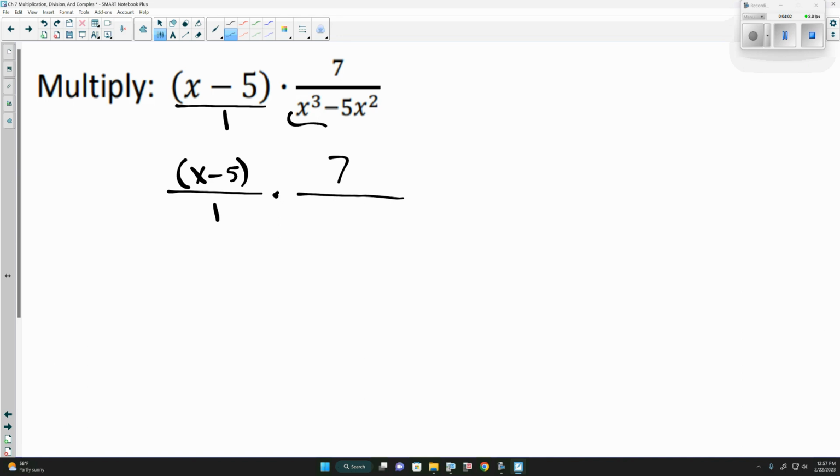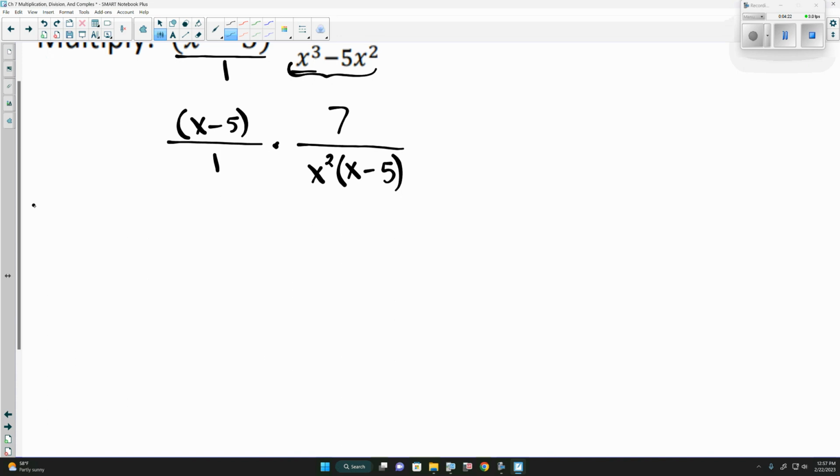However, the x cubed minus 5x squared is factorable. It has a greatest common factor of x squared that we can factor out of both terms. And if we factor an x squared out of x cubed, we're left with x. And then x squared out of 5x squared, we're left with 5. Now, we can multiply these together.